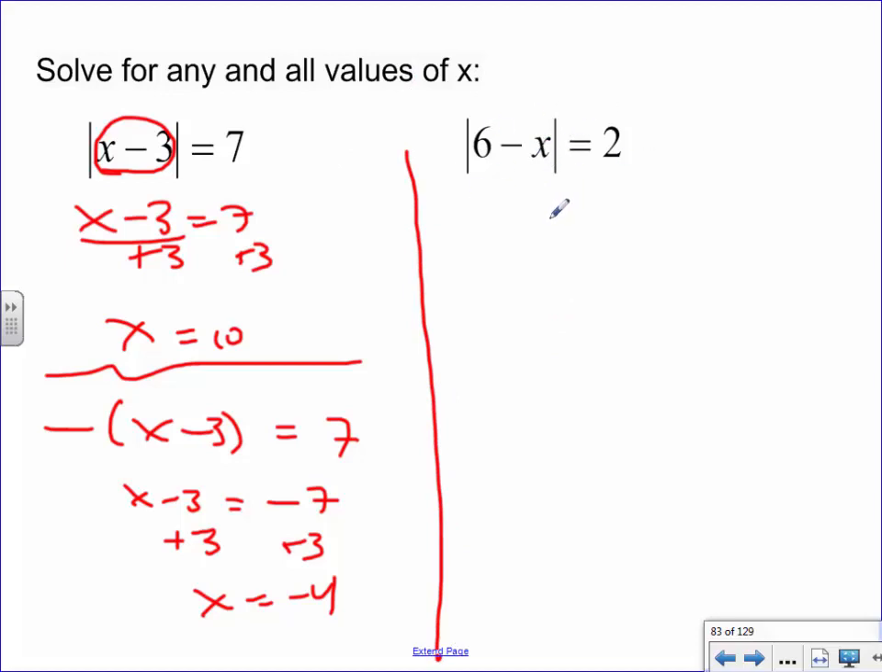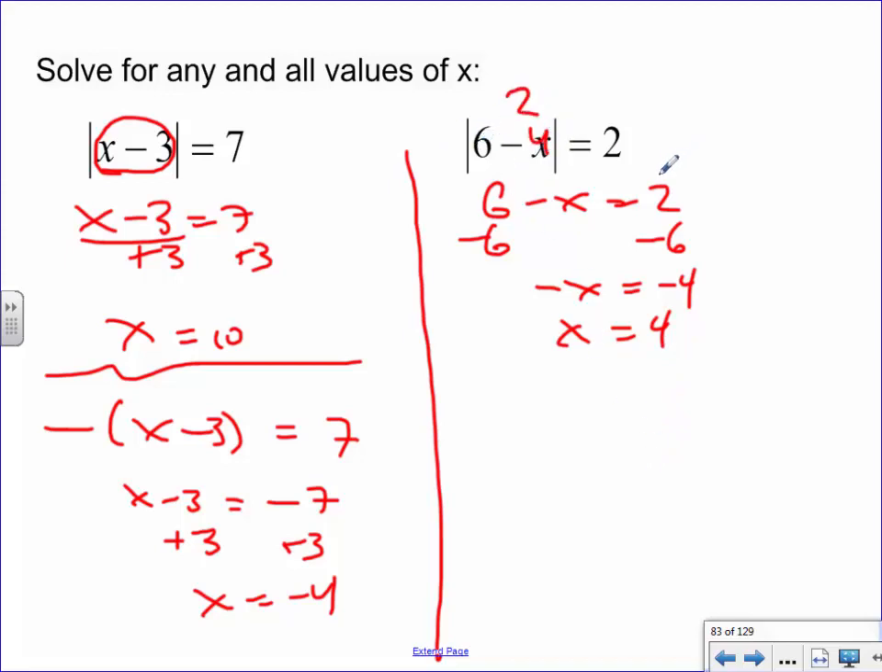The first time you solve it, literally just ignore the absolute value signs. Go 6 minus x equals 2. Minus 6 from both sides. Minus x is -4. Okay, x is 4. Are we okay following that? Check your work. 6 minus 4 would be 2. 2 is 2, yeah. That one's the easy one.